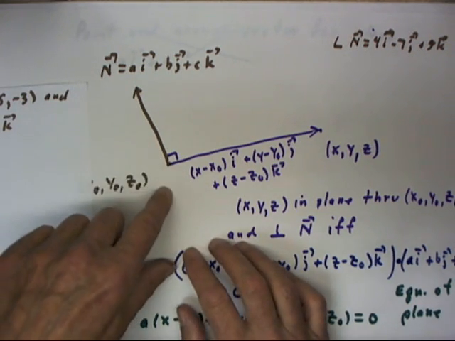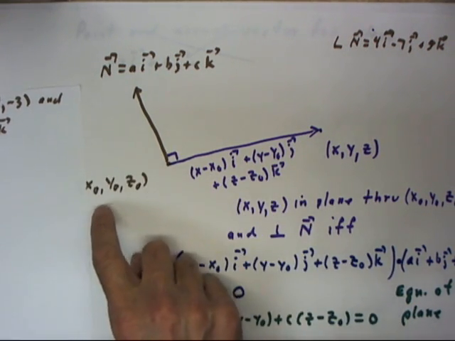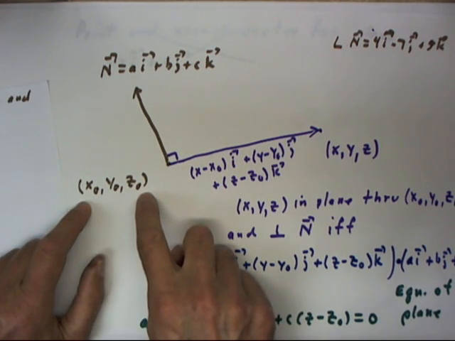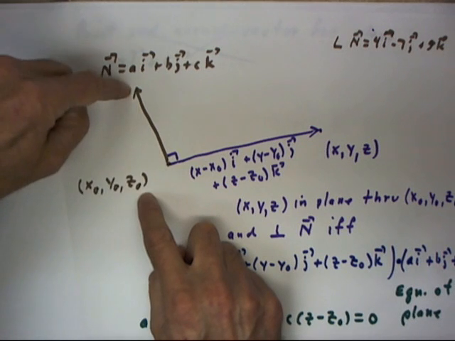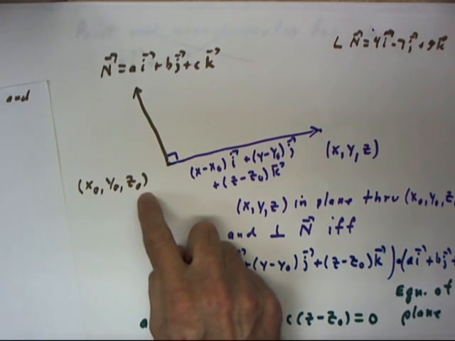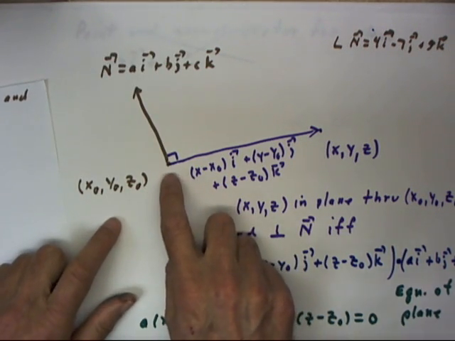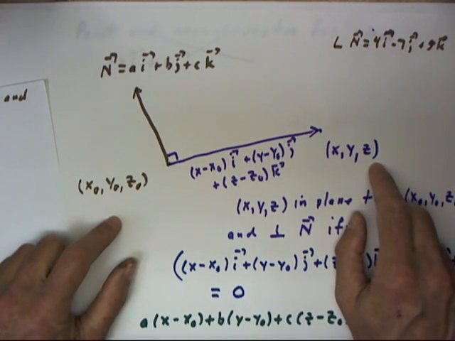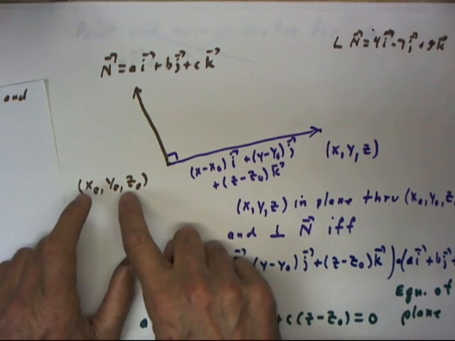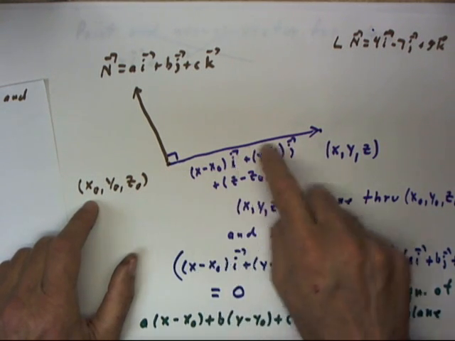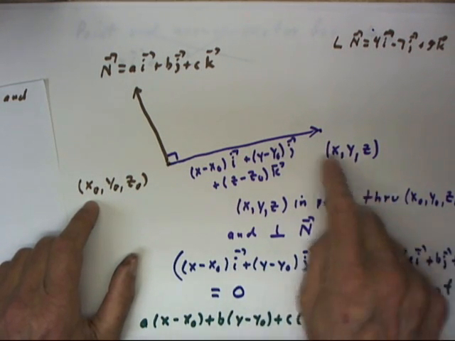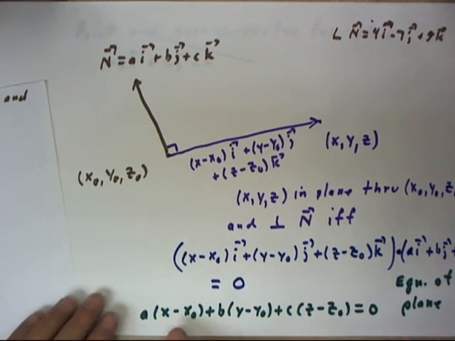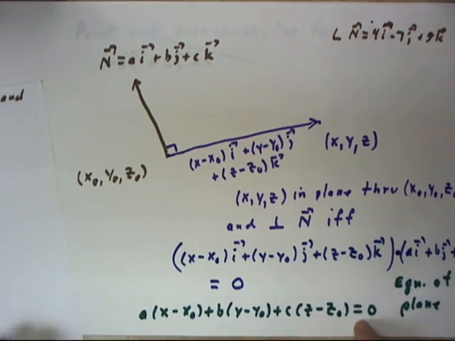So we've seen that a plane containing the point x naught, y naught, z naught, perpendicular to the vector ai plus bj plus ck, has the property that a point x, y, z is in the plane if and only if the vector from the known point to that point x, y, z is perpendicular to the normal vector, and that gives us the equation of a plane.